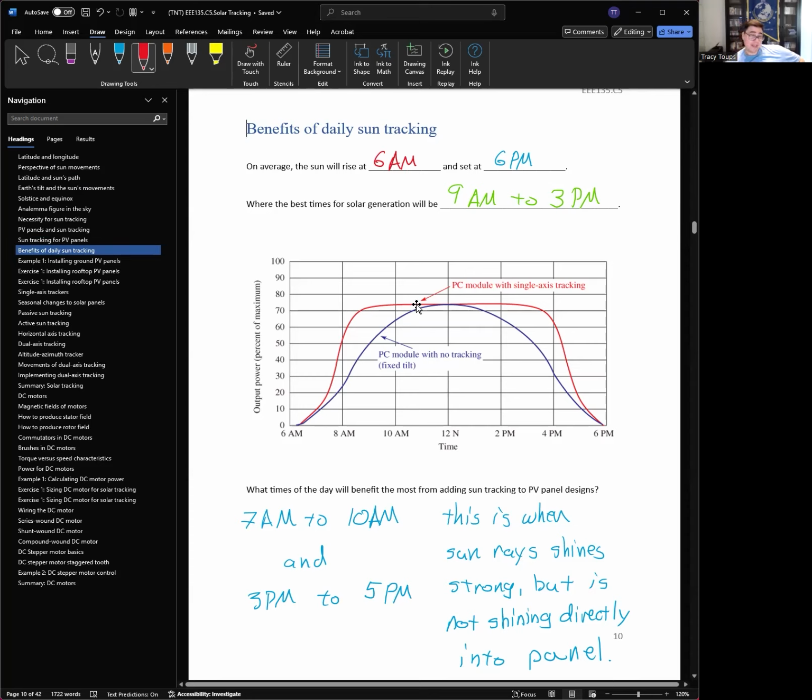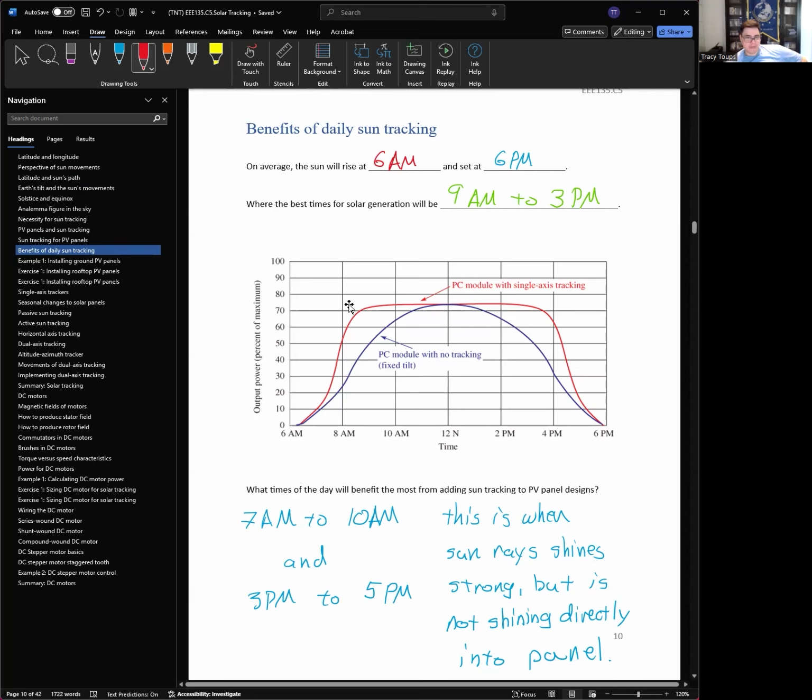About noon during the day, this is when the sun is directly overhead your solar panel. You should get maximum power no matter what. Otherwise, you installed your panel wrong. So around 10, 11, 12, 1 or 2, this is when you're going to get your maximum amount of power regardless of what you're doing. And then after 2, 3, 4, 5, you're going to start losing.